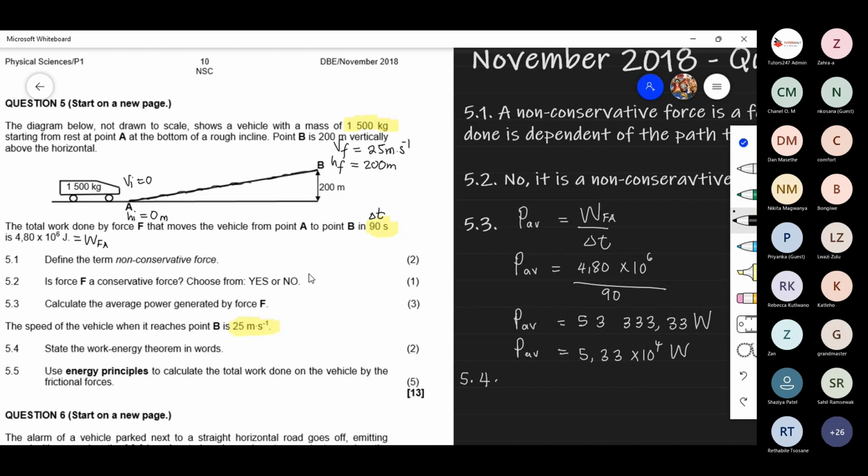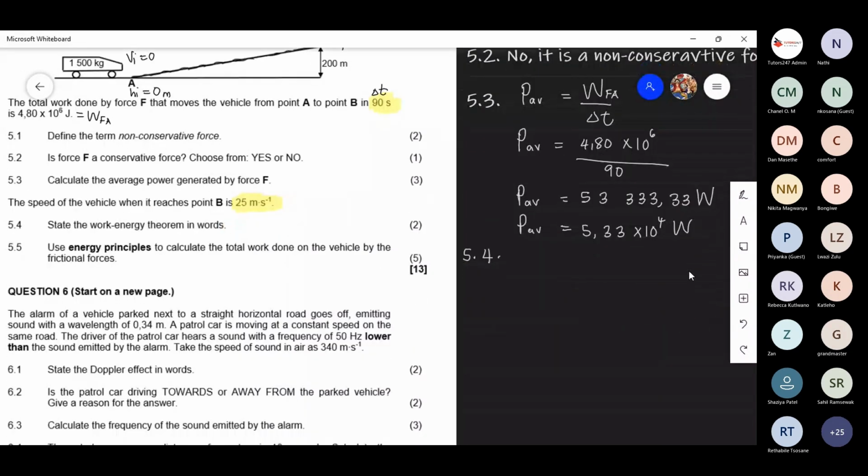So we now have the initial velocity as 0, the initial height as 0, the mass of this object as 1,500, the final velocity as 25, the final height as 200, and we have the work done by the applied force as 4.8 times 10 to the power 6. So we have quite a few values that we can now use, okay?